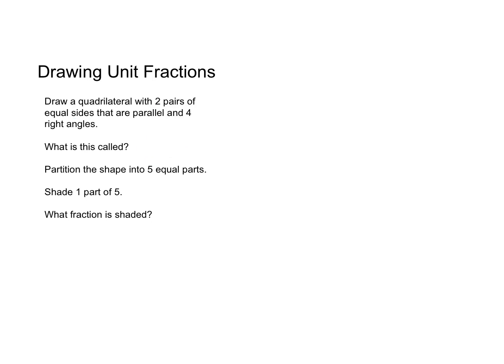I actually really like doing these. Draw a quadrilateral with 2 pairs of equal sides that are parallel and 4 right angles. So 2 pairs of equal sides that are parallel. So I'm going to draw my 2 sides that are parallel. Those are equal. And then I'm going to draw my other 2 sides that are parallel and equal. And I do have 4 right angles. So what do I have? I have, you should have already said it, a rectangle.